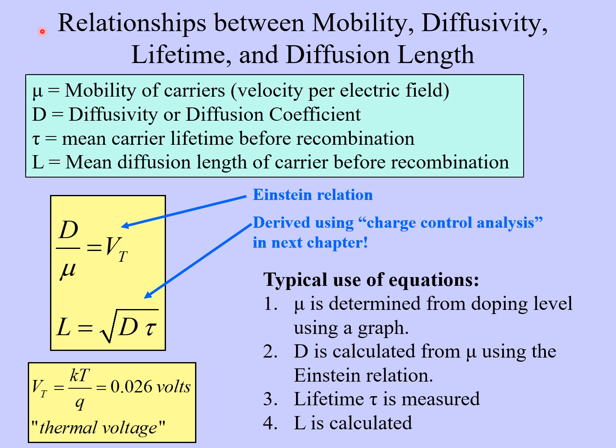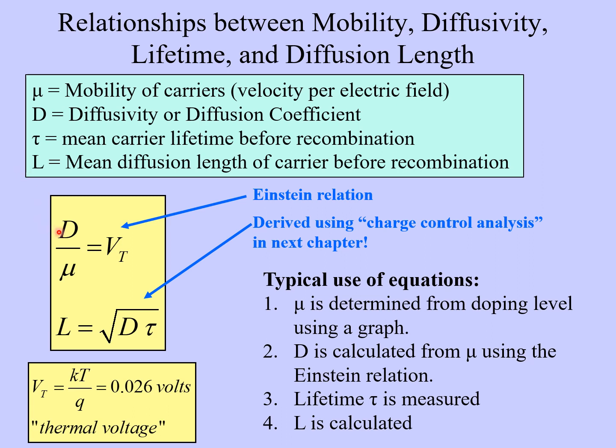This slide is going to show the relationships between some of these parameters that we've been discussing. Specifically, we're talking about mobility, diffusivity, lifetime, and diffusion length. Just to remind you, mu is the mobility, D is the diffusivity, tau is the carrier lifetime before recombination, and L is the mean diffusion length of carriers before they recombine.